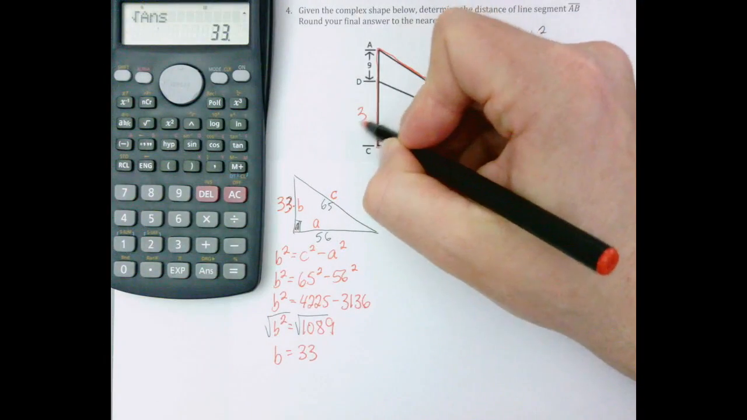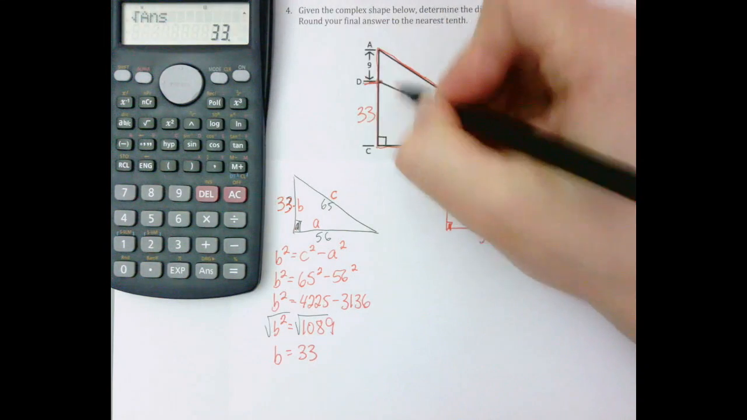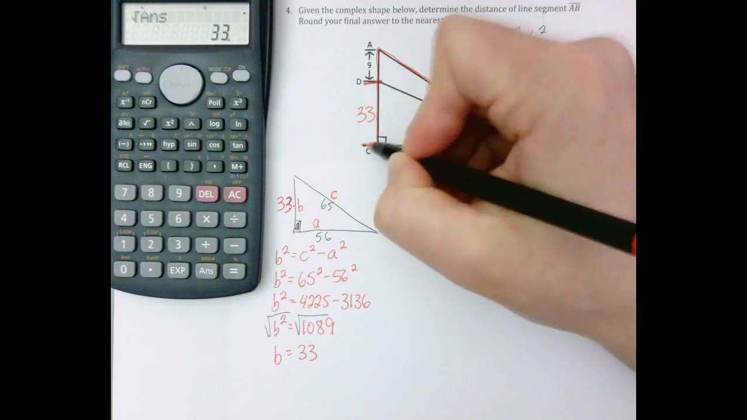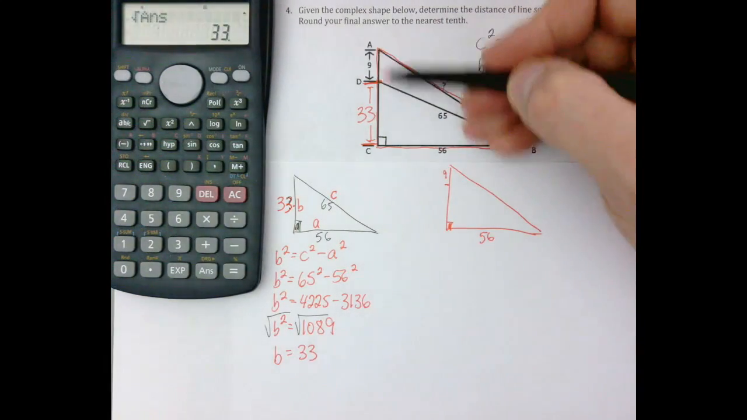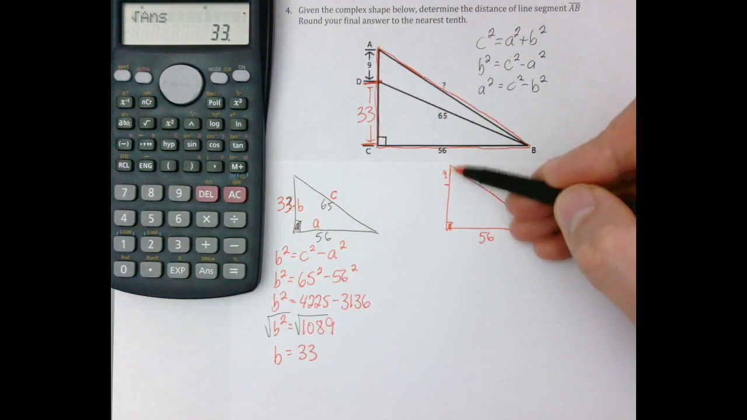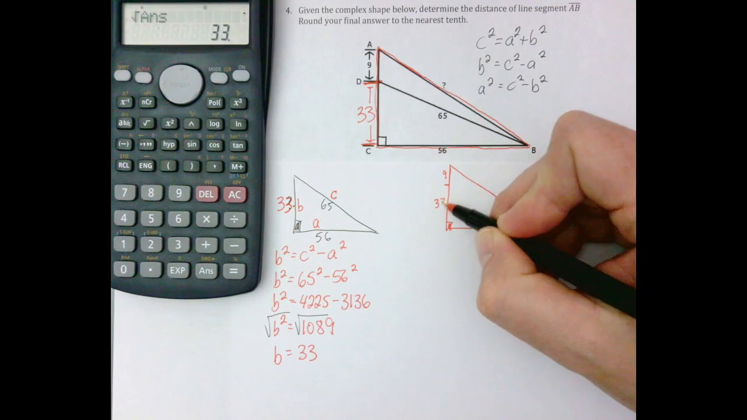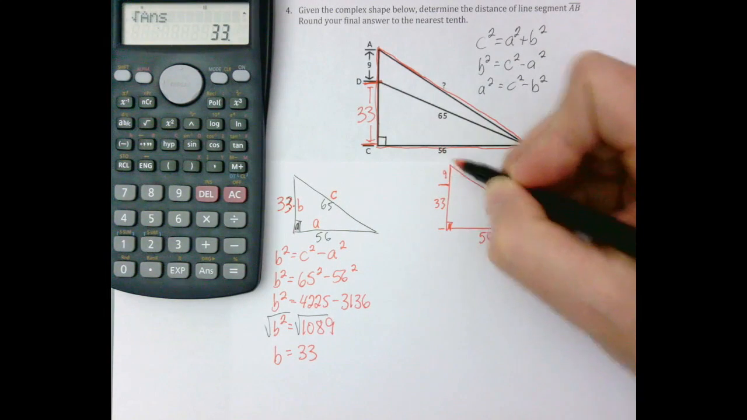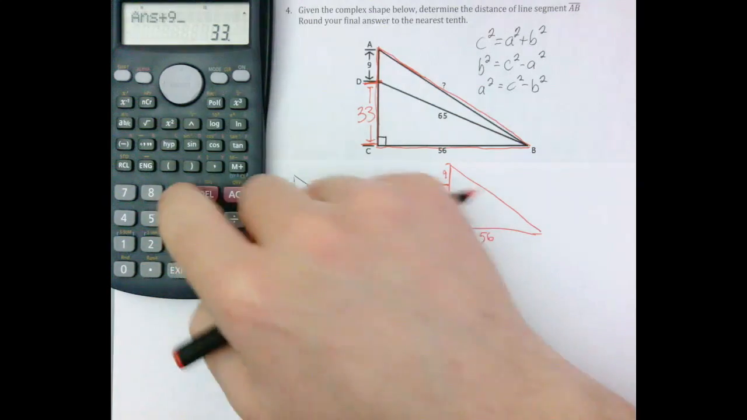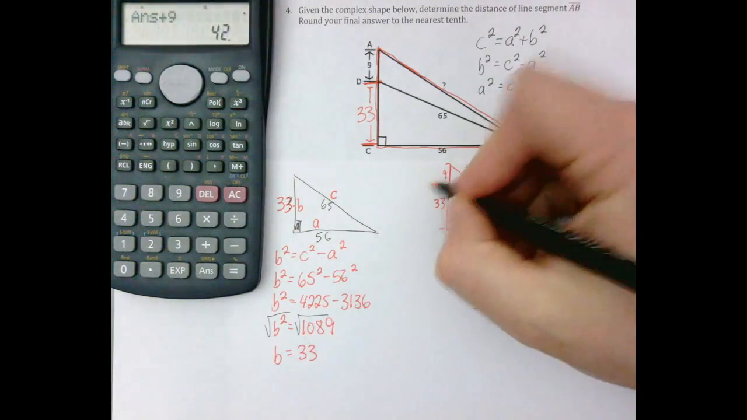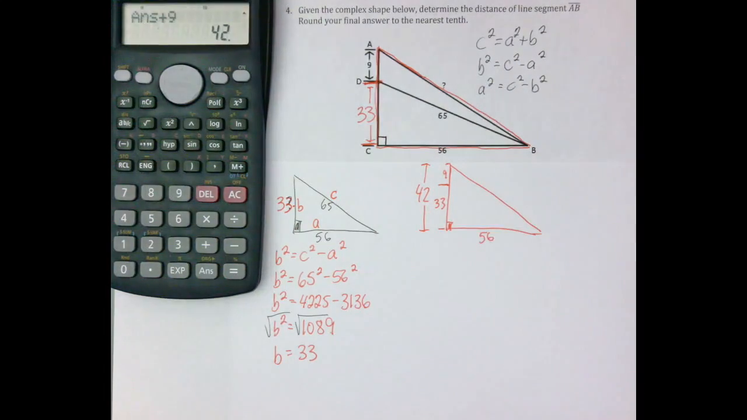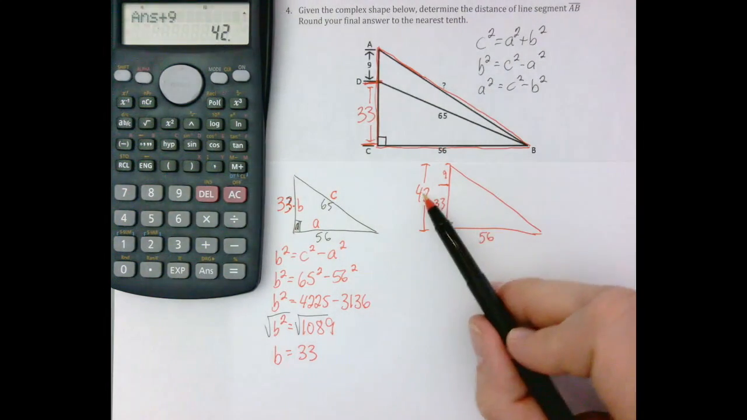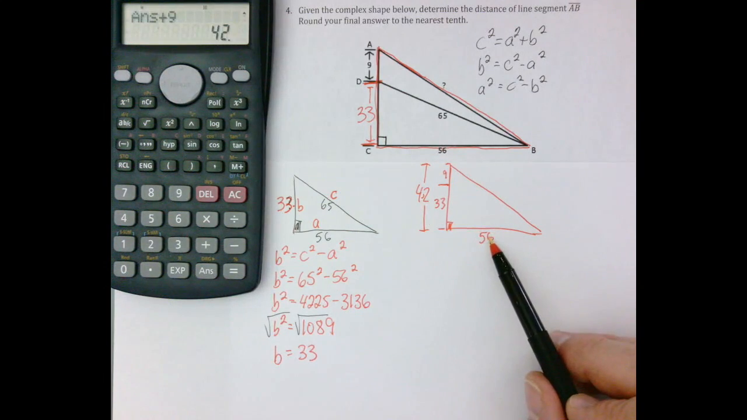That represents the distance from point C to D here. Now I can see that the whole side of this large red triangle is going to be 33 from here to here, plus the 9 that's there. 33 plus 9 means that that side length is 42 units from top to bottom. Now I can see that I've got a side length of 42, a side length of 56.